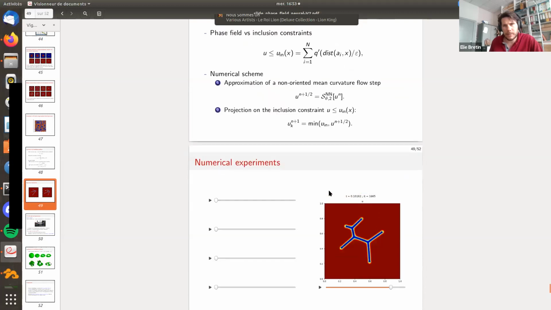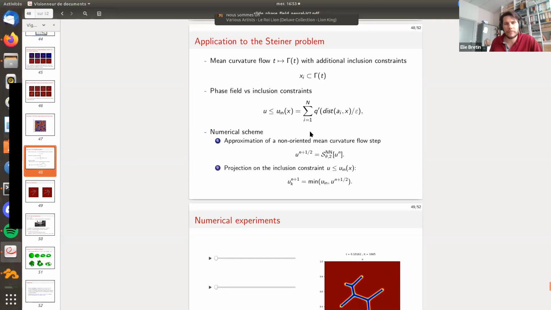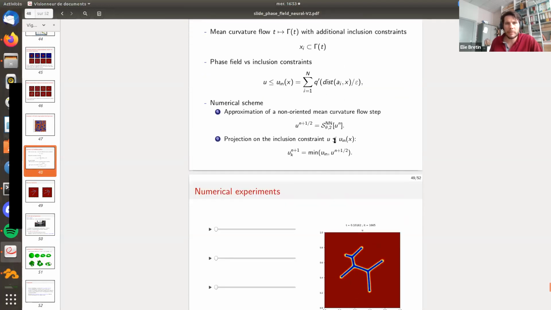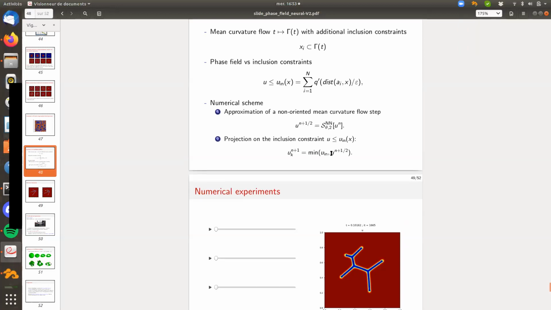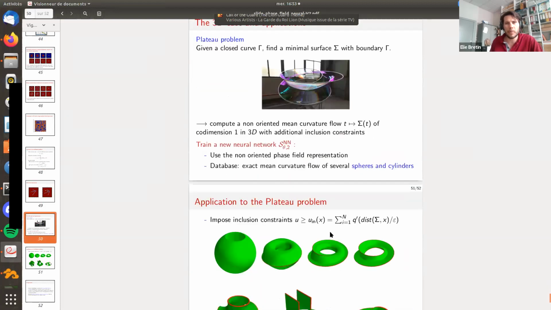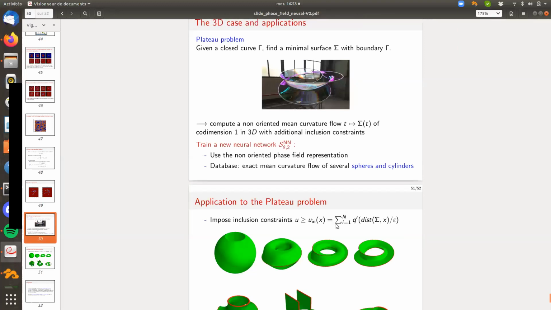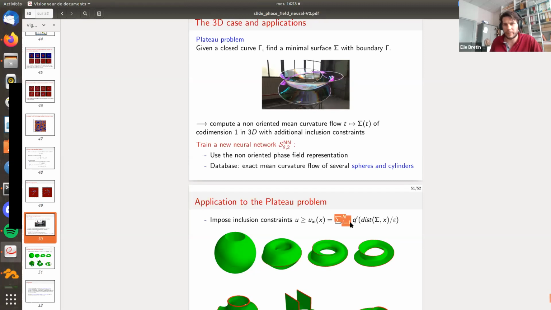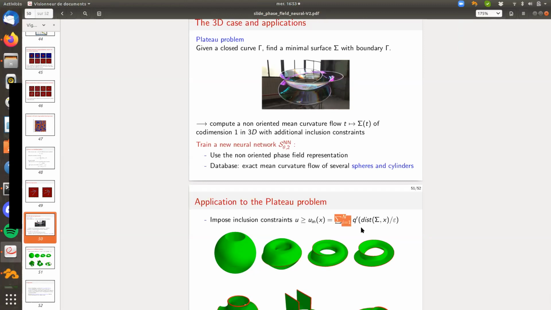Yes, it is exactly the same for the Steiner problem. In fact, we assume that U is lower than U in, and U in is a phase field representation of its nodes here. But for the 3D problem, we consider the... Okay, I had missed the inequality. Yes, there is not the sum. It was on the other side.